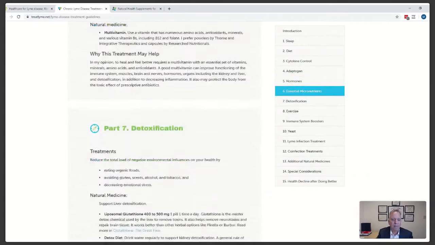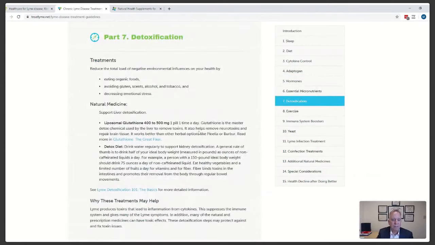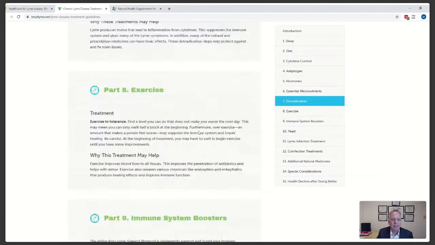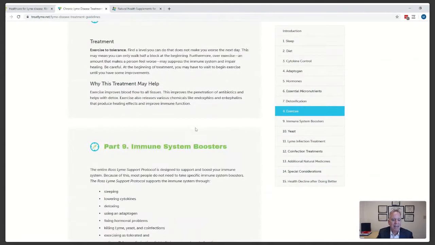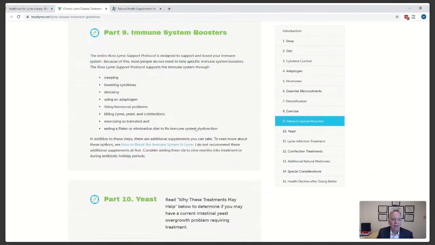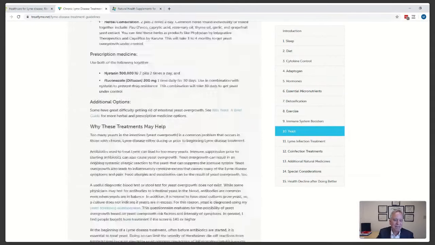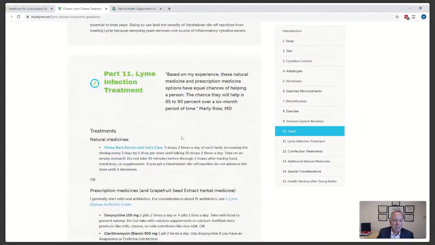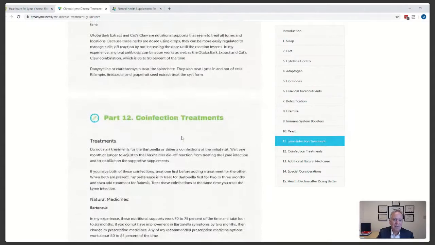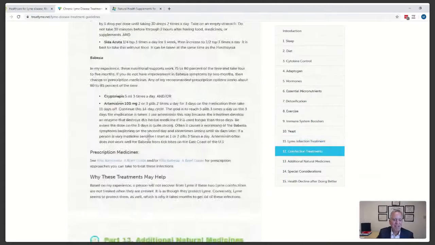Number 6, be on a good multivitamin. Number 7, do some basic detox steps. Number 8, exercise if you can and it doesn't make you worse. Number 9, I have a section here about immune system boosters, but basically everything else I'm telling you to do above boosts your immune system. Number 10, get yeast out if it's there. Number 11, treat your Lyme germs. Number 12, treat your co-infections.